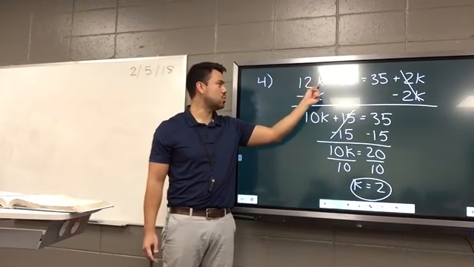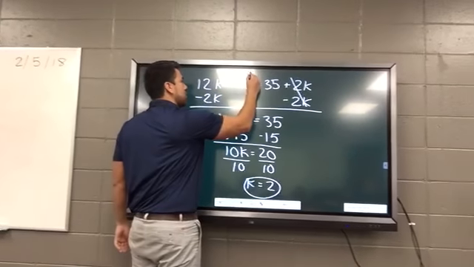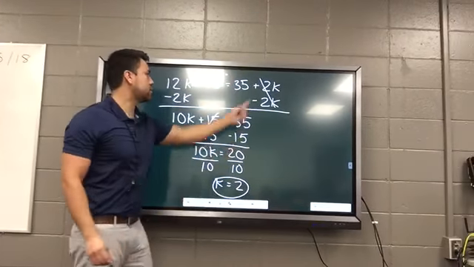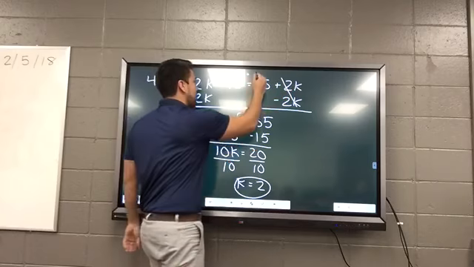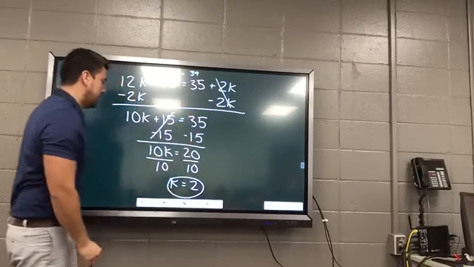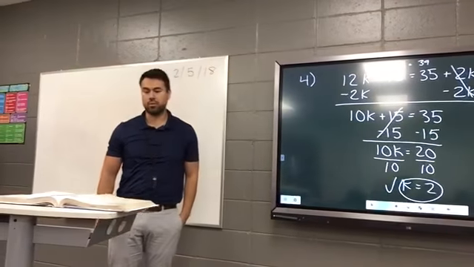What's 12 times 2? 24 plus 15. So I'm going to put 39 over here. What's 2 times 2? 4 plus 35. Does it check? Yes, so this is the answer. It has to be the answer, right? 2 is the only one that works.